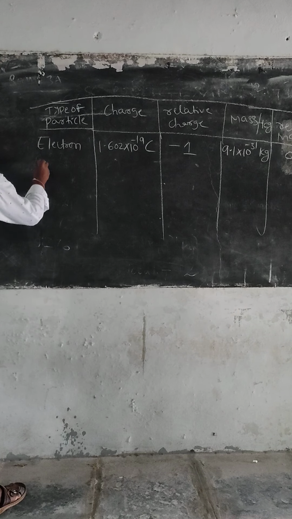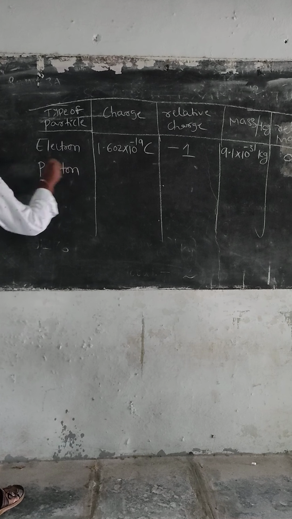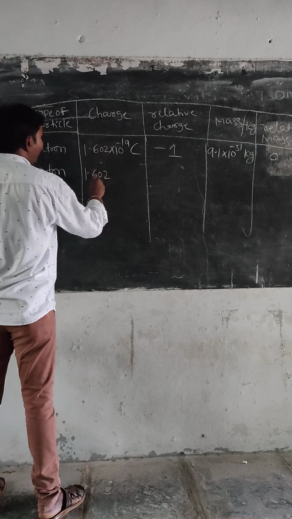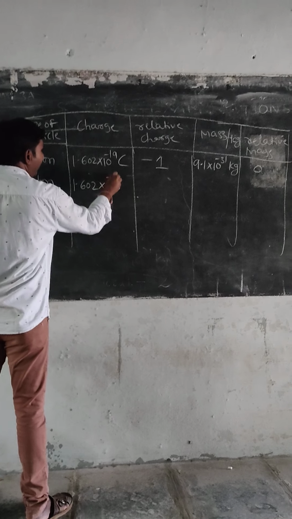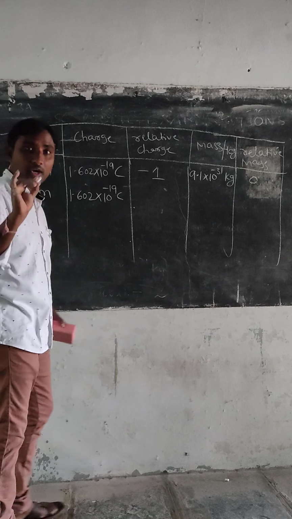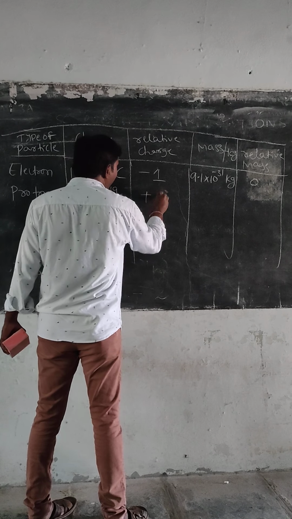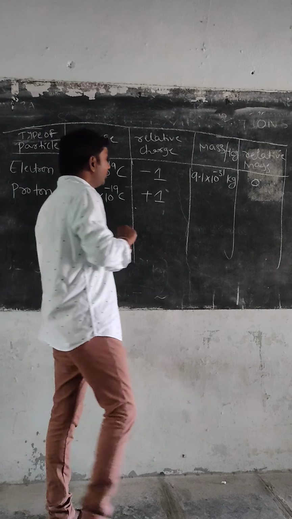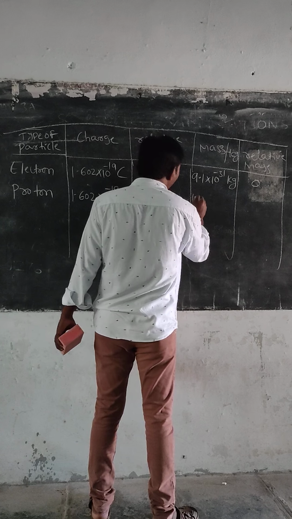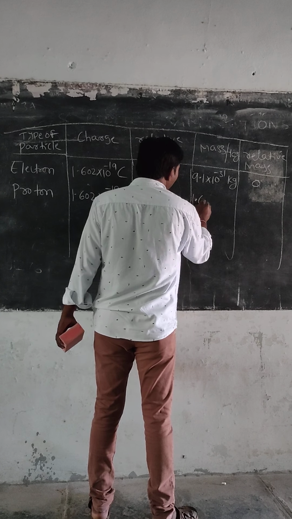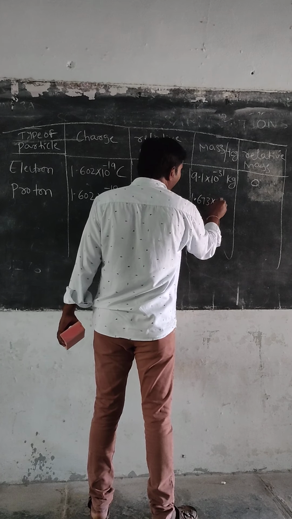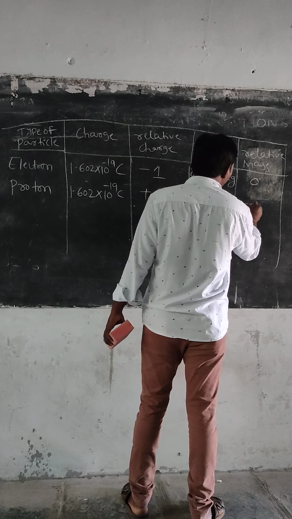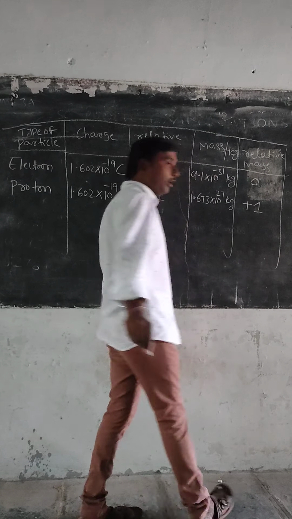Next, type of particle: proton. What is the charge of the proton? 1.602 into 10 power minus 19 coulombs. Same charge magnitude. What is the relative charge? +1. Next, what is the mass of the proton? 1.673 into 10 power minus 27 kilograms. Relative mass is +1.